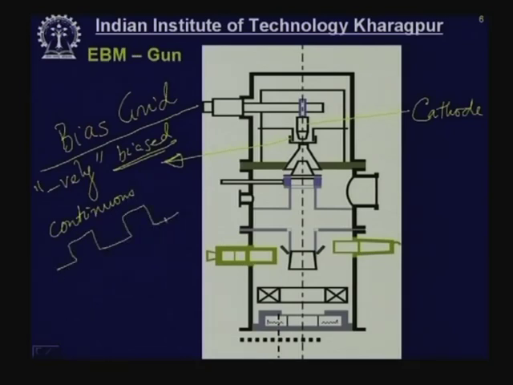As this bias is in pulse mode, this bias grid controls the flow of electrons. Whenever there is an appropriate bias, it will allow the flow of electrons. At other times, when it is not appropriately biased, it would not allow the flow of electrons. In that way, we can operate almost the same electron beam gun in continuous mode, which is required in electron beam welding, or in pulse mode, which is the topic of today, electron beam machining.